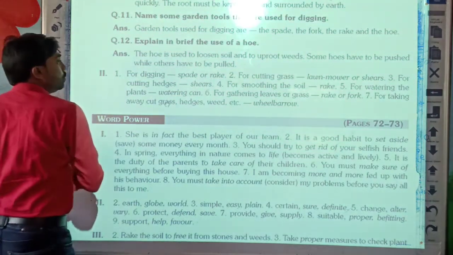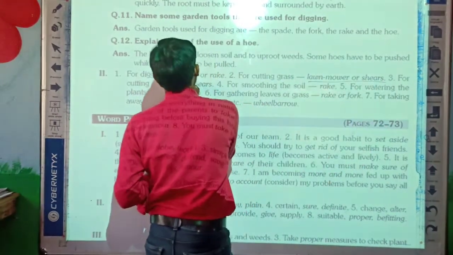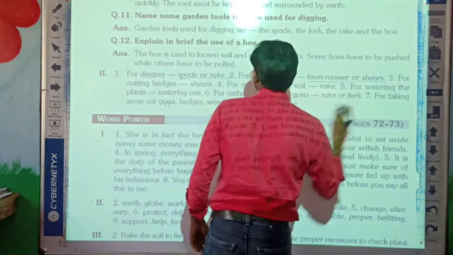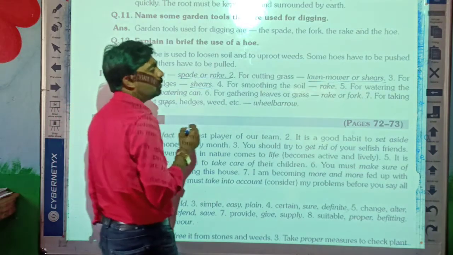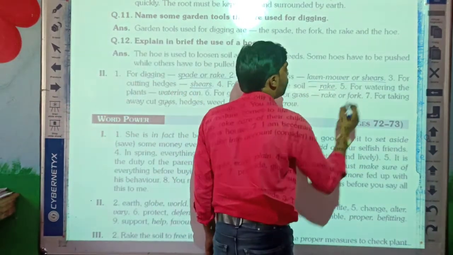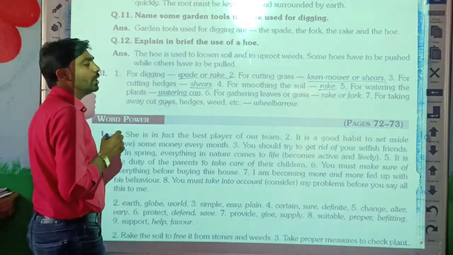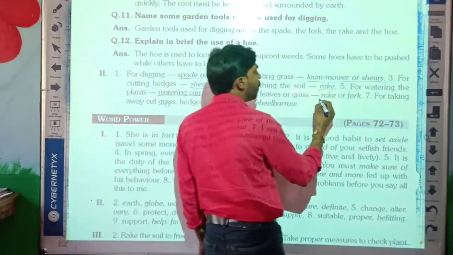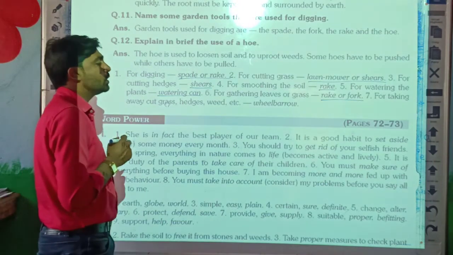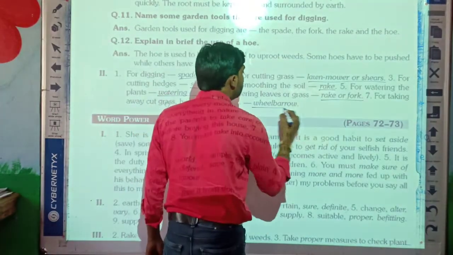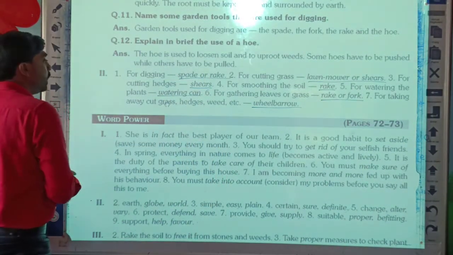For cutting grass we can use lawn mower or shears. For cutting hedges we can use shears. For smoothing the soil we can use rake. For watering the plants we can use a watering can. For gathering leaves and grass, rake or fork we can use. And for taking away cut grass, hedges and weed, etc., we should use a wheelbarrow. So these are the answers of this question. You pause the video and take a screenshot.